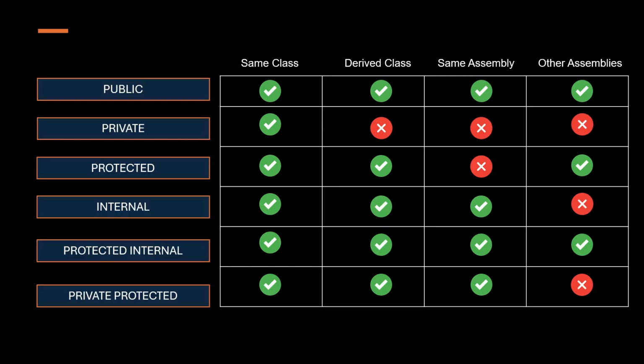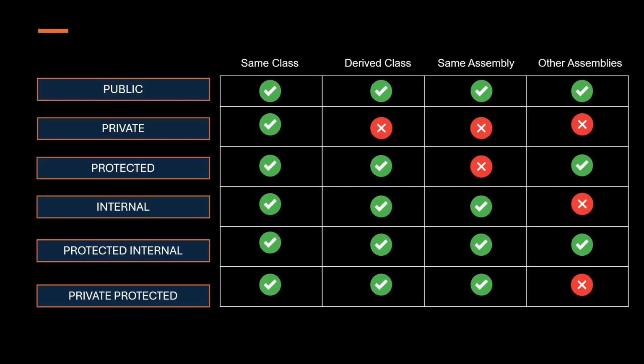Coming to the next one, which is protected, accessible within the containing class and by the derived class. So it is accessible within the same class and the derived class, not accessible for same assembly. And in case of other assemblies, if there is a class which derives a protected class, it's still a derived class, so it'll be able to access.